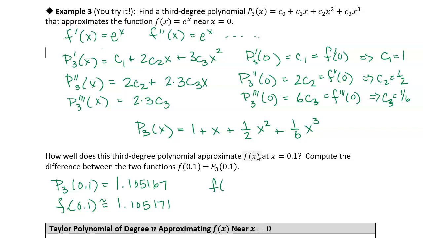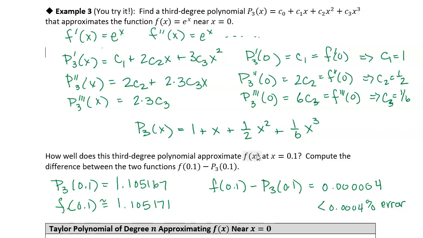If I take the difference between those two, P3 at 0.1, I get how many zeros? 0.00000, I think there's 5 zeros there, 4. Which is a tiny error, so less than 0.0004% error. So that's pretty darn good, at least near x equals 0.